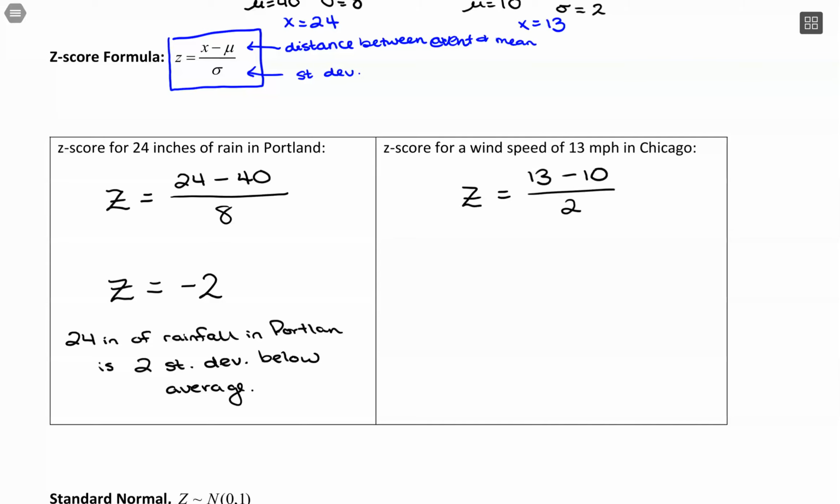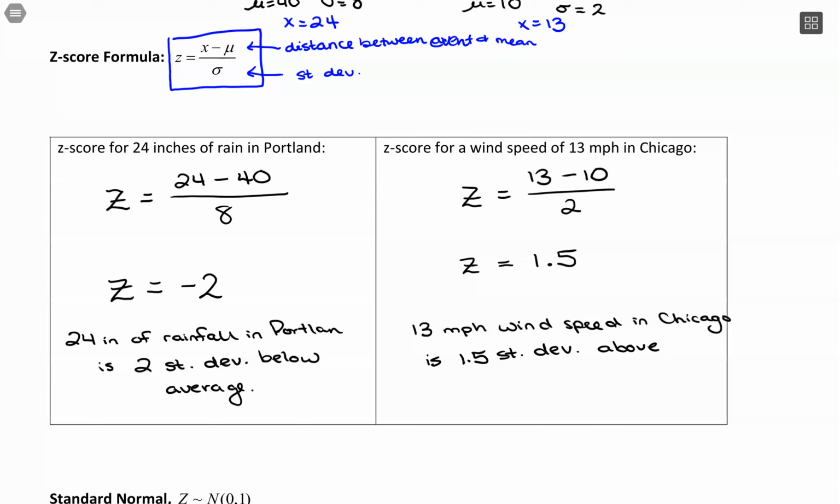So with this wording, we get an idea of which side we're landing on, positive or negative, so it's below average. And then we get an idea of distance in terms of standard deviations. This went 2 standard deviations below average. Whereas with Chicago wind speed, if we calculate that one, we're going to get a positive 1.5. So with that, we could say 13 mile per hour wind speed in Chicago is 1.5 standard deviations above average.